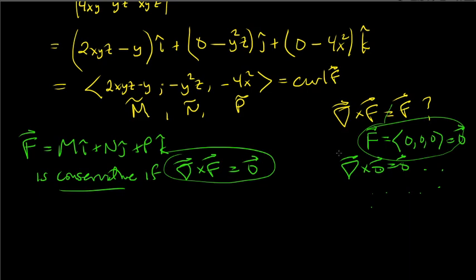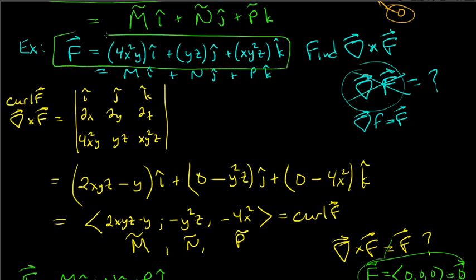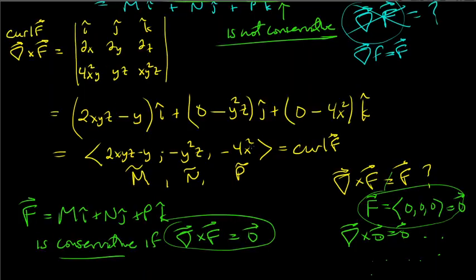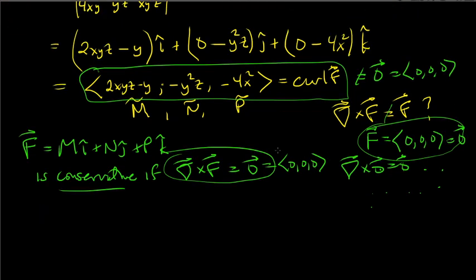So we know the 0 vector field is conservative, but that's, again, a boring one. And so we know this vector field up here is not conservative. How do I know that? Well, we took the curl, and here it is. This is clearly not the 0 vector field. It's not 0, 0, 0. Unless you get 0 for all three components, if you get 0 for all three components, it's conservative.